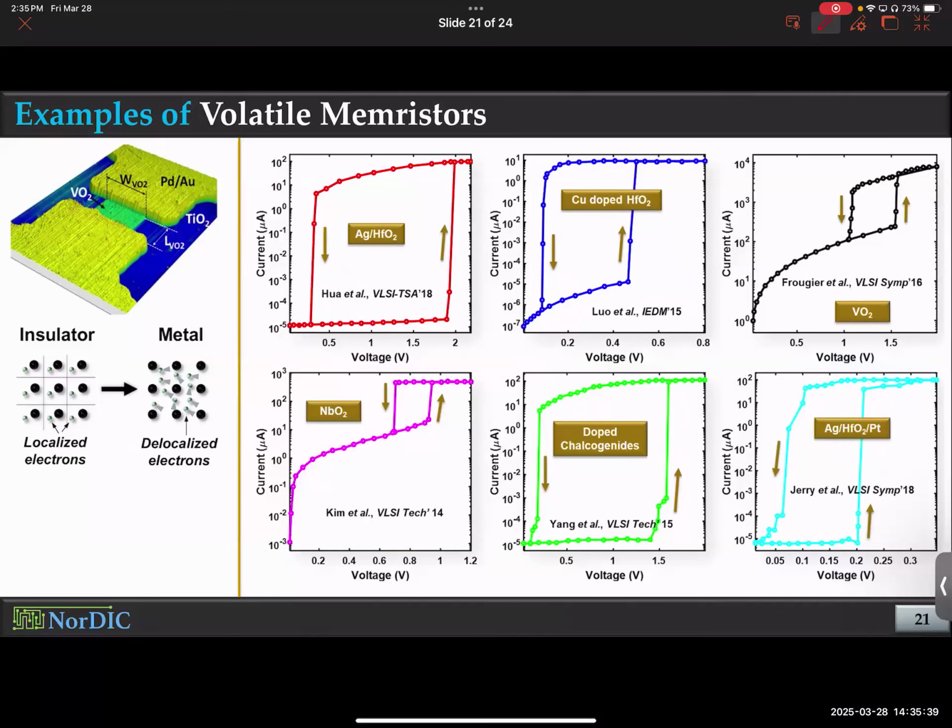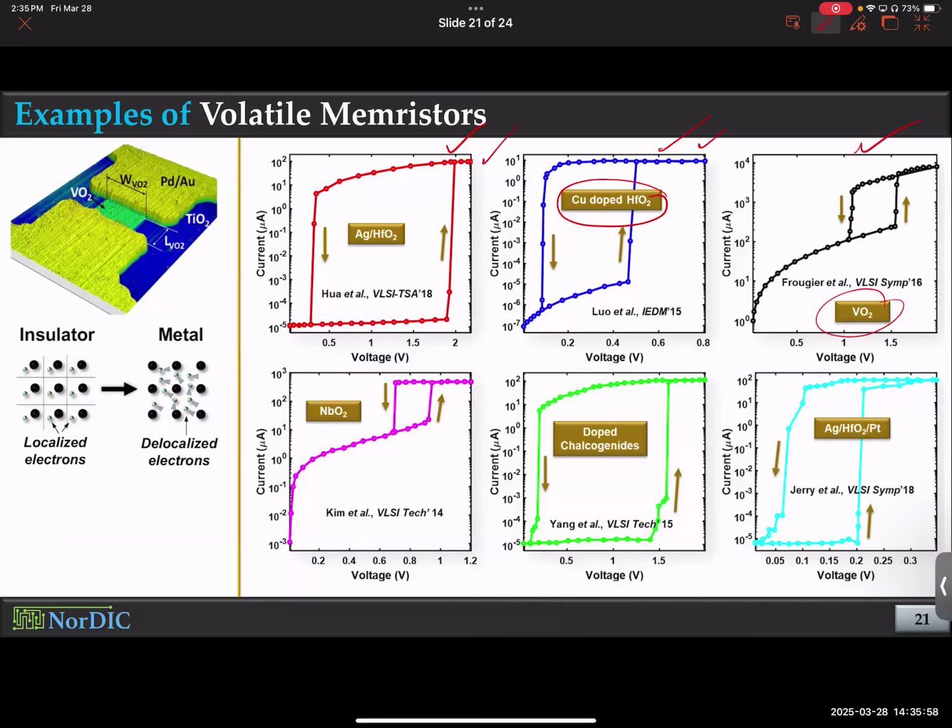Okay, so examples. I just wanted to show you some real examples. I always like to use real examples so that you know it's not just one device somewhere in the corner of the world, right? There are so many of them. Notice, you don't have to go through the copper doped hafnia, vanadium, blah, blah, blah. Don't worry about the name. Just look at the IV.